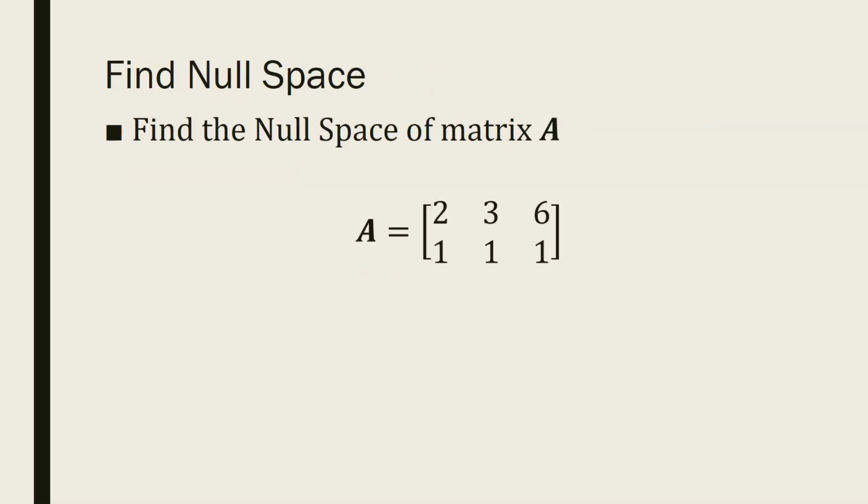So let's refresh our memories and go back and find some null spaces. Okay, we're going to find the null space of this matrix: 2, 3, 6 as the first row, 1, 1, 1 as the second row. So it's a 2 by 3 matrix, and we're going to look for the null space. If you remember how to do this, push pause on the video and try it yourself. If you don't, we'll get about 5 seconds and then we'll go through it.